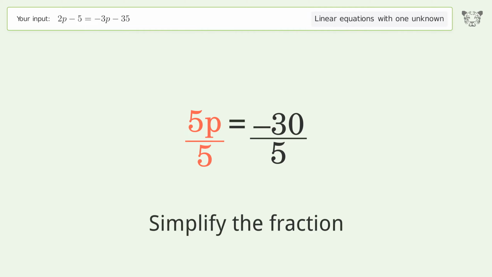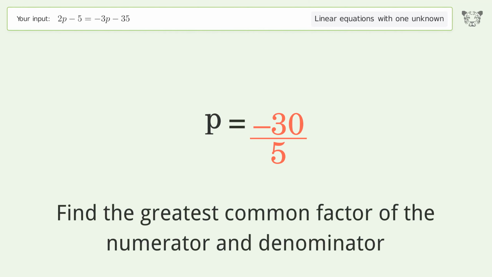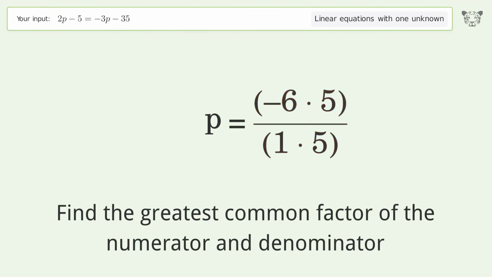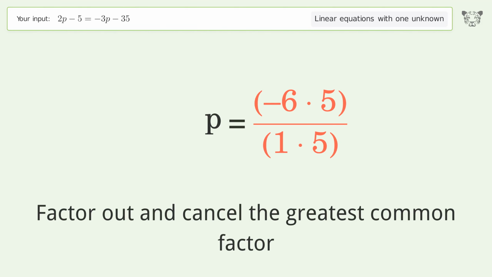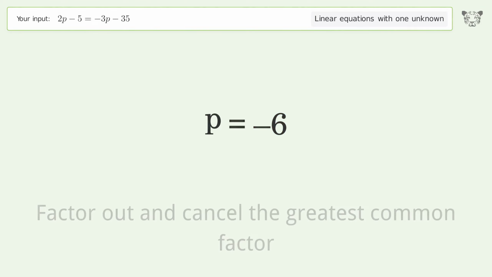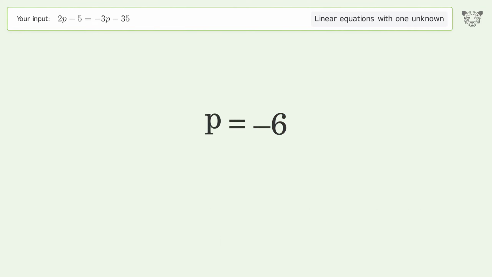Simplify the fraction. Find the greatest common factor of the numerator and denominator. Factor out and cancel the greatest common factor. And so the final result is p equals -6.